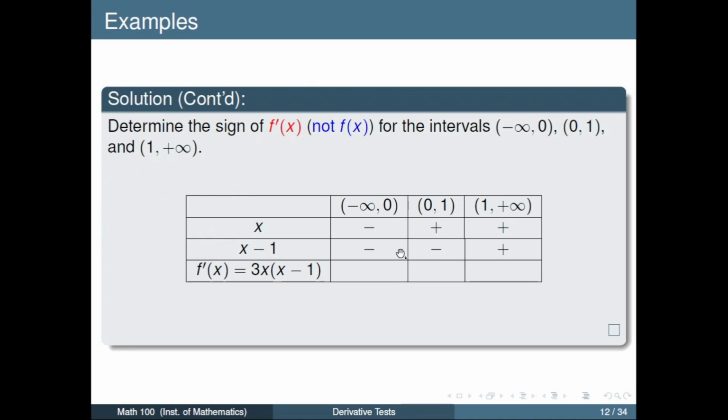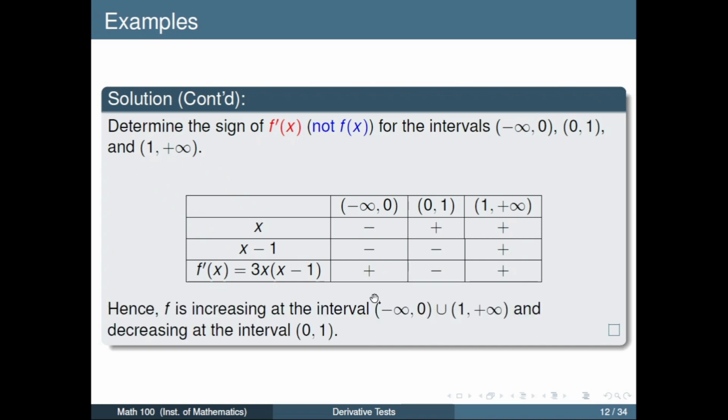So looking at this, we have negative times negative. That's positive. Positive times negative is negative. And positive times positive is positive. Okay? So therefore, kung gusto natin makita kung saan siya increasing, tignan lang natin yung saan siya positive. Okay? Hence, f is increasing on the interval negative infinity to 0, and this part, 1 to infinity, and decreasing at the interval where our f prime is negative, which is at 0, 1.